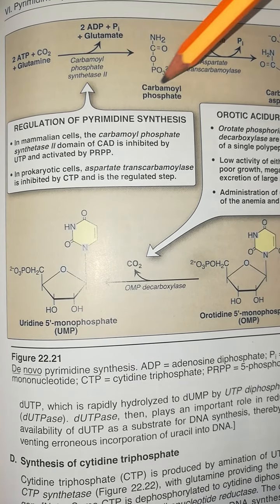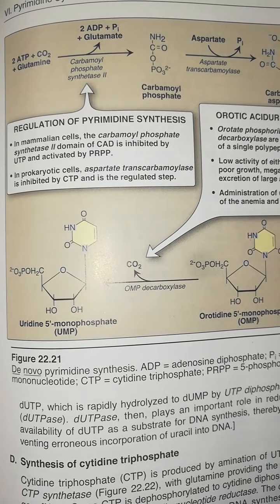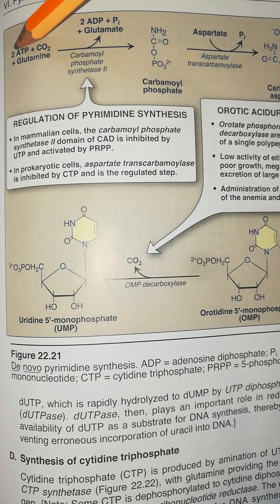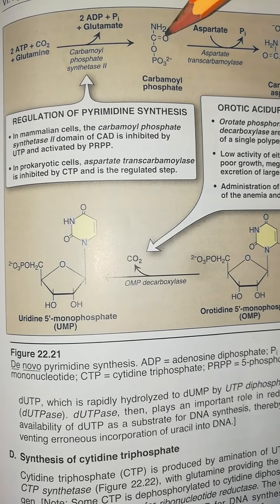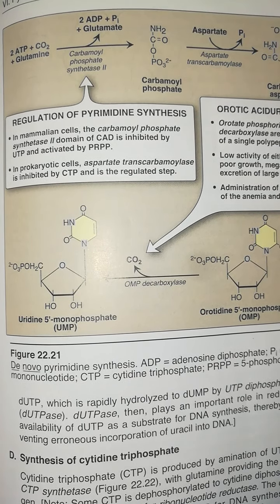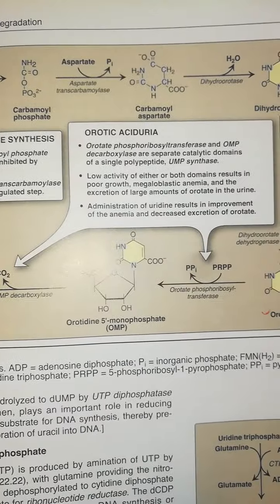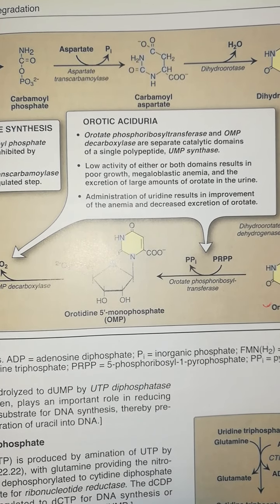The chemical structure is not shown here, but if you see this chemical structure, it is altered here. So this is the chemical structure of carbamyl phosphate. So the first step is complete. Now the second step is synthesis of orotic acid.